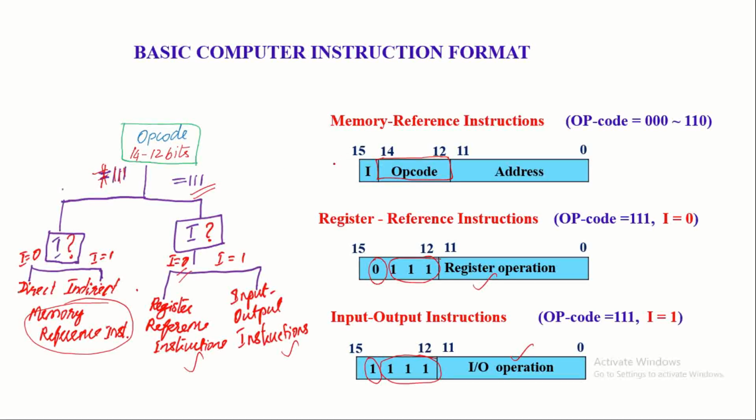Whereas coming to the memory reference instruction, bits 12 to 14, that is the opcode values, are never equivalent to triple one. And we can also classify the memory reference instruction based on the address part of the instruction. Either it contains a direct address or an indirect address, based on the I bit value. If I is set to 0, then the address part contains the direct address, and if I is set to 1, then the address part contains the indirect address. Like this, the instructions in the basic computer can be categorized into three types.